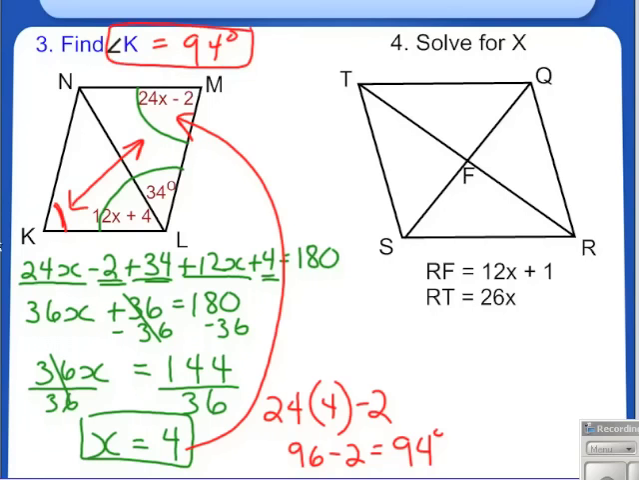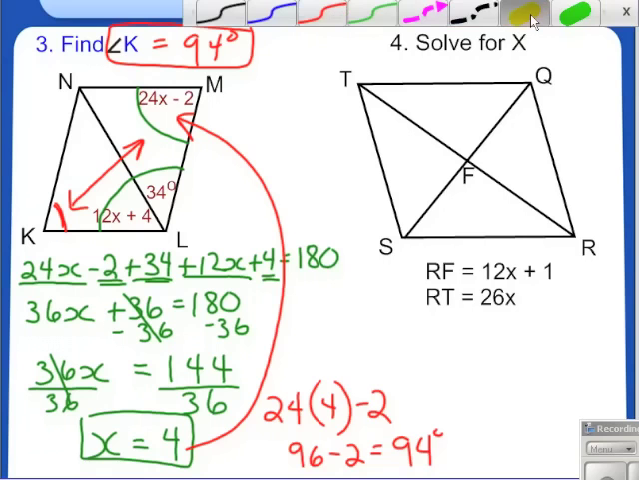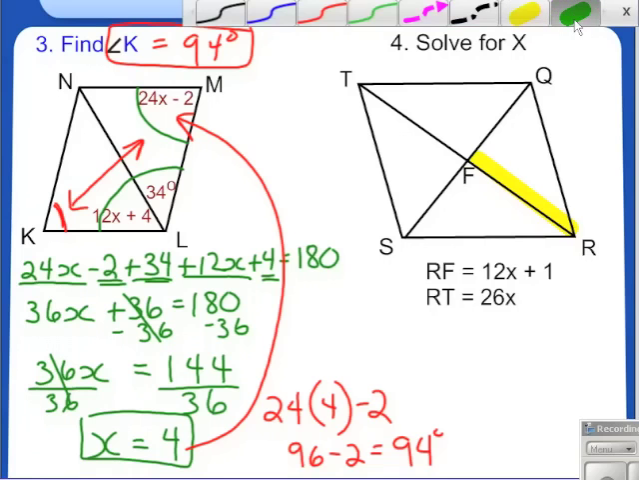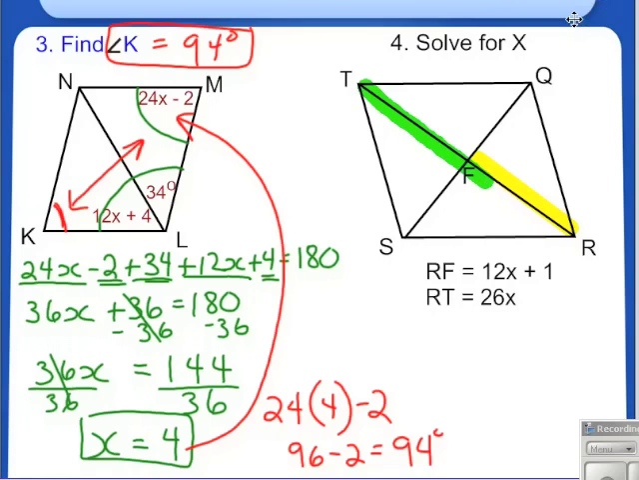That was one extra step on that one. All right, last problem. Number 4, solve for x. All right, we have bisectors here. So let me highlight what we see. RF, which is right here, is equal to 12x plus 1. And then RT, which is the long one, is equal to 26x.